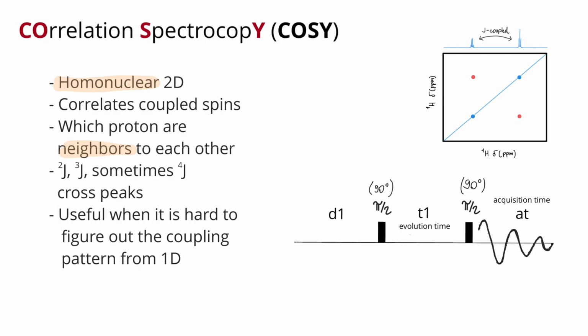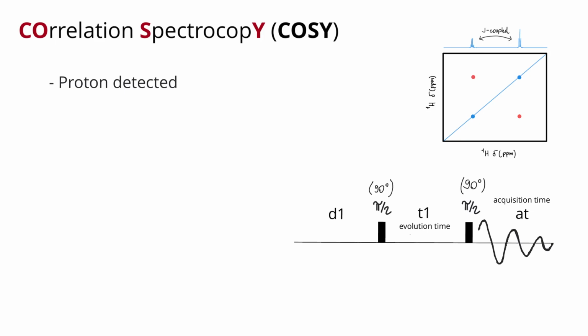The correlation spectroscopy, or COSY NMR experiment, is a proton-detected two-dimensional experiment. Of course, because it's homonuclear, it has to be proton-detected. There is no other isotope involved. That is why the sensitivity is rather high, even though, because of the t1 evolution time, which is incremented n times, it takes longer to acquire it than to acquire a one-dimensional spectrum.